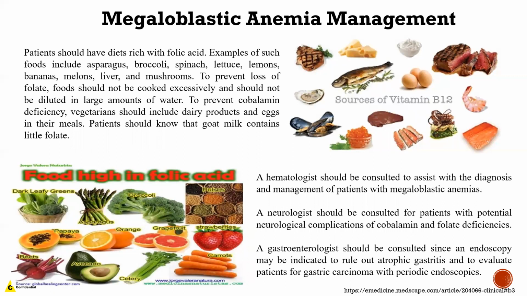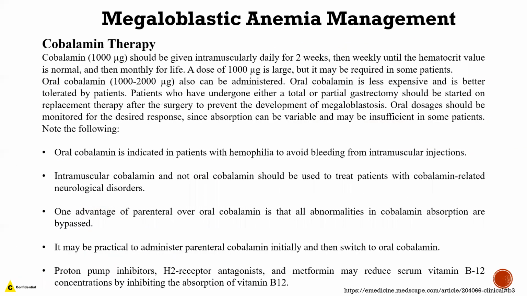The hematologist should be consulted to assist with the diagnosis and management of the anemia, neurologists for consultation and treatment of neurological complications, and gastroenterologists, since an endoscopy may be indicated to rule out atrophic gastritis and to evaluate patients for gastric carcinoma with periodic endoscopy.